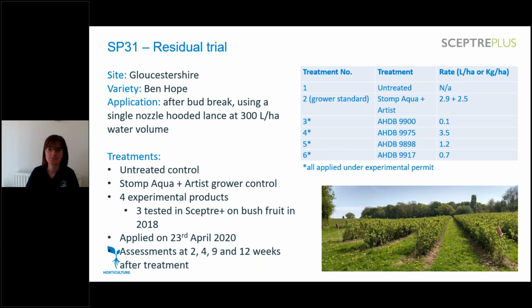You can see in the table that we had 6 treatments overall, so we always have the untreated to compare against, and then our grower standard was a SCEPTRE Plus Artist mix, and then we've got 4 coded products there. Again, apologies for the fact that they are coded, but I can give a little bit of an insight into those products a bit later on. Of those 4 experimental products, we have actually looked at 3 of them in previous SCEPTRE Plus projects on bush fruit in 2018. So we have got some knowledge and understanding of their efficacy and their safety, but this is taking it forward into looking particularly on blackcurrants.